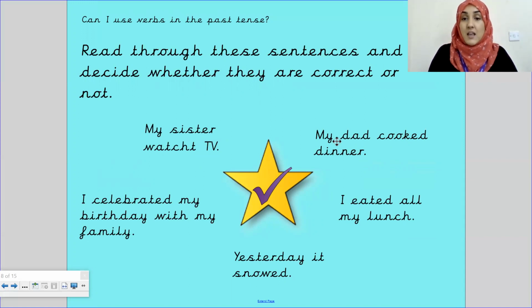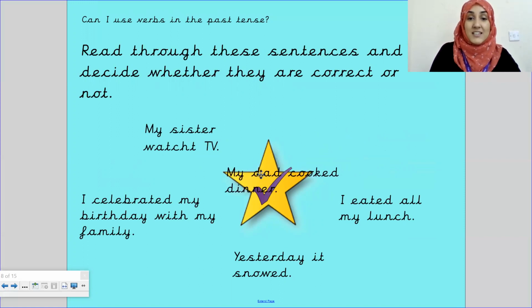How about the next sentence? My dad cooked dinner. Is that thumbs up or thumbs down? Well done, Maurice class. Let's have a look. Fantastic. That was correct.